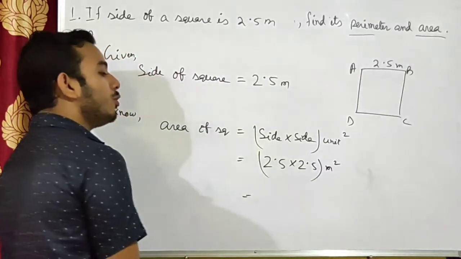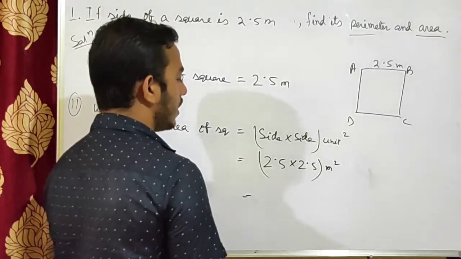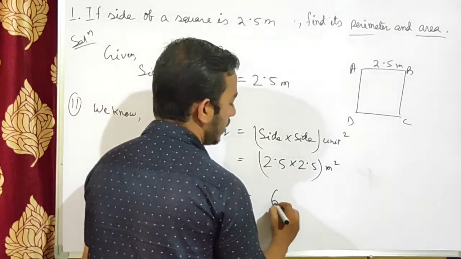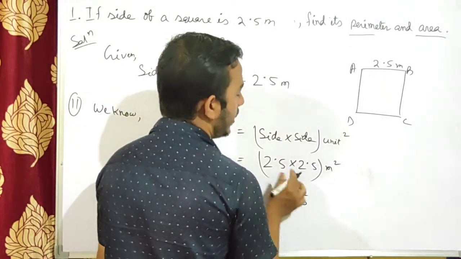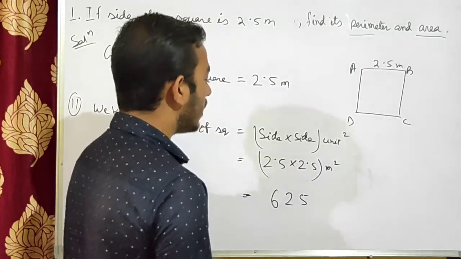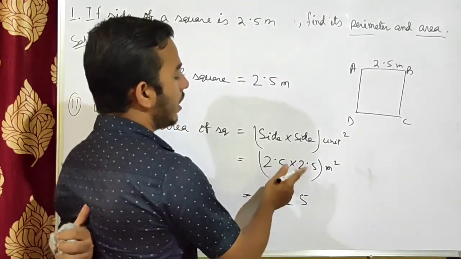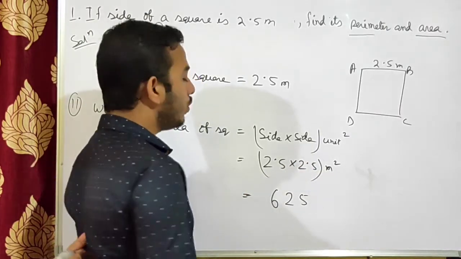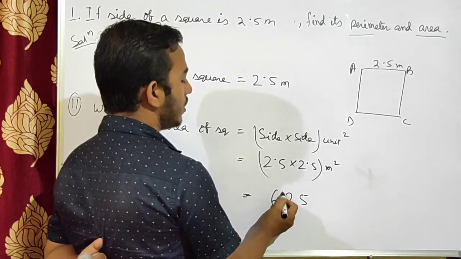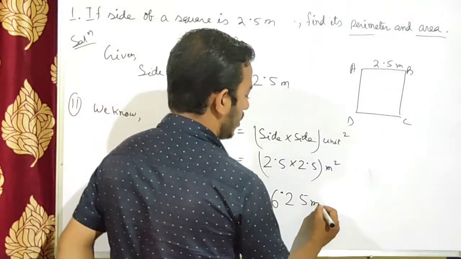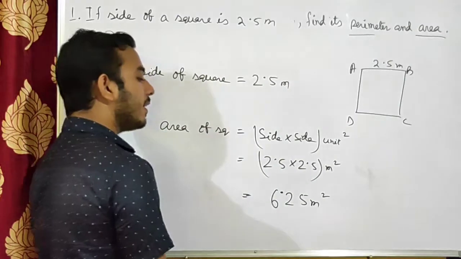Now 2.5 into 2.5 is how much? It is 625. If you multiply 25 with 25, we will get 625. Clear? Now look, after the decimal, how many digits? Here 1 digit, here 1 digit, so all total 2 digits. So we will put the decimal before 2 digits. It will be 6.25 meter square. Clear? Okay.